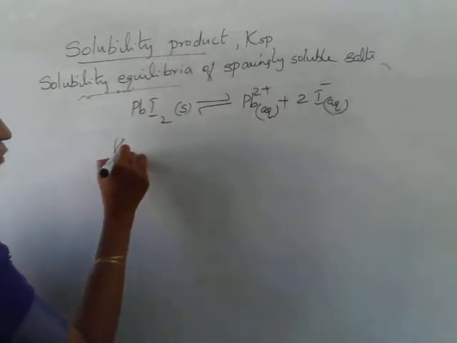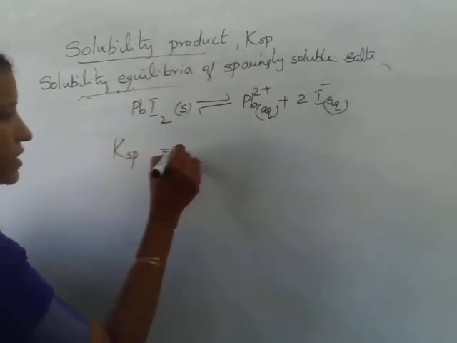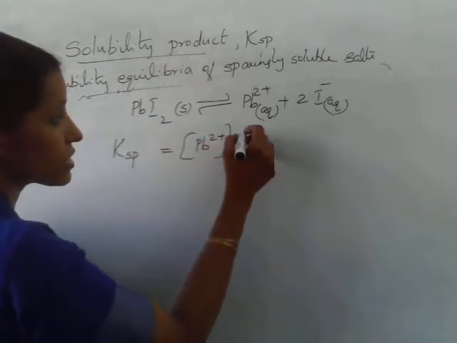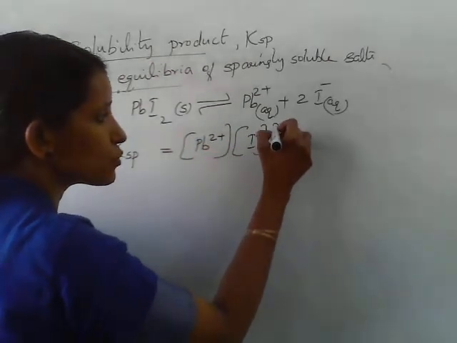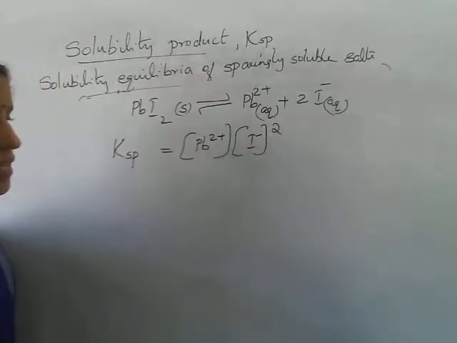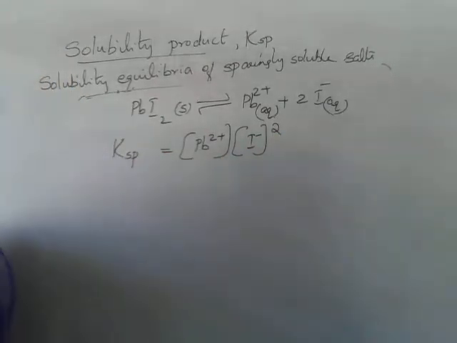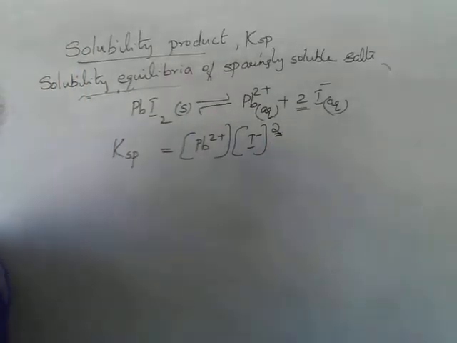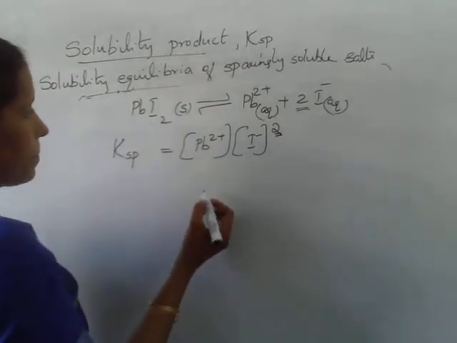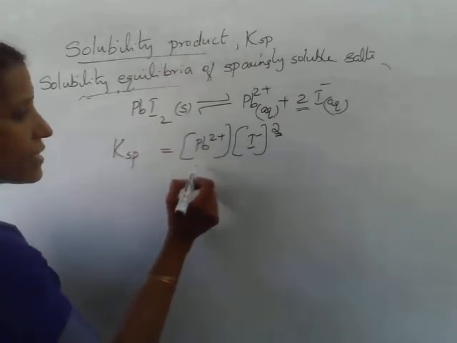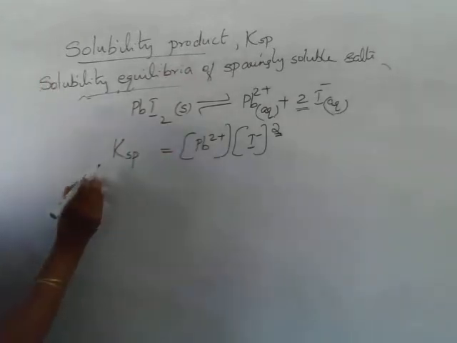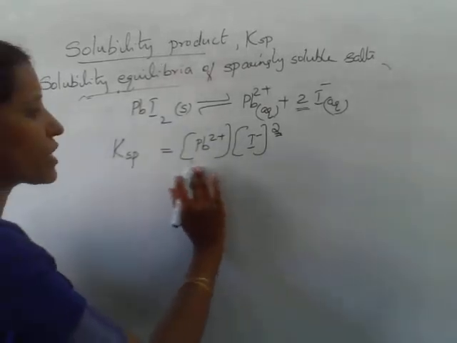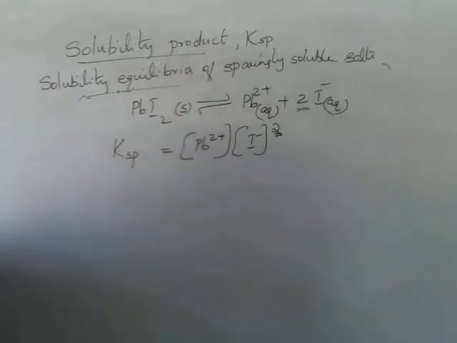If you write the expression for solubility product, KSP will be equal to the concentration of Pb2 plus into the concentration of I minus raised to 2. The coefficient should come in the power of the concentration term. Clear? This is solid, and that constant is taken into this equilibrium constant, and that's why we got KSP. So this is the expression for KSP for this particular equilibrium.